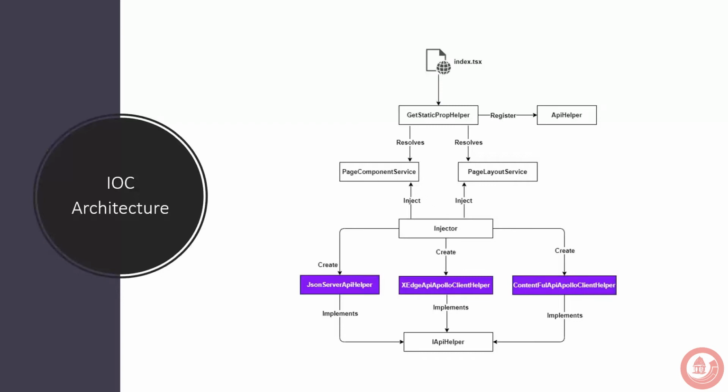In inversion of control, you create an architecture where you can build the application based on interfaces, and then you decide what interface to use. Okay.